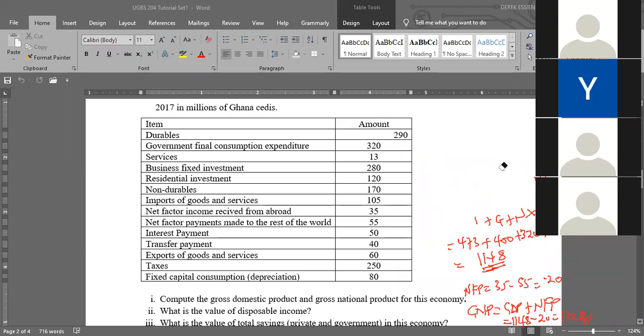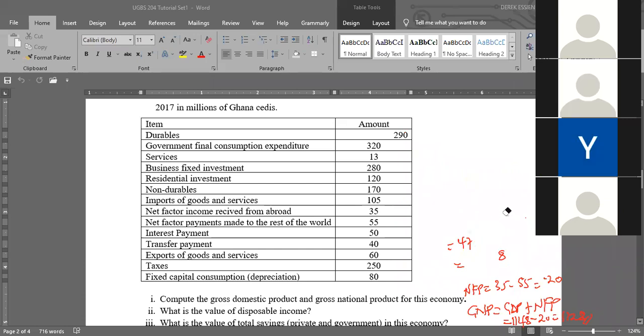Okay, so what is the next question? We are asked to calculate for what? Disposable income. All right, so can someone give me the formula for disposable income? Disposable income is equal to GDP, that's Y, plus net factor payments, plus transfer payments, plus interest payments, minus taxes.